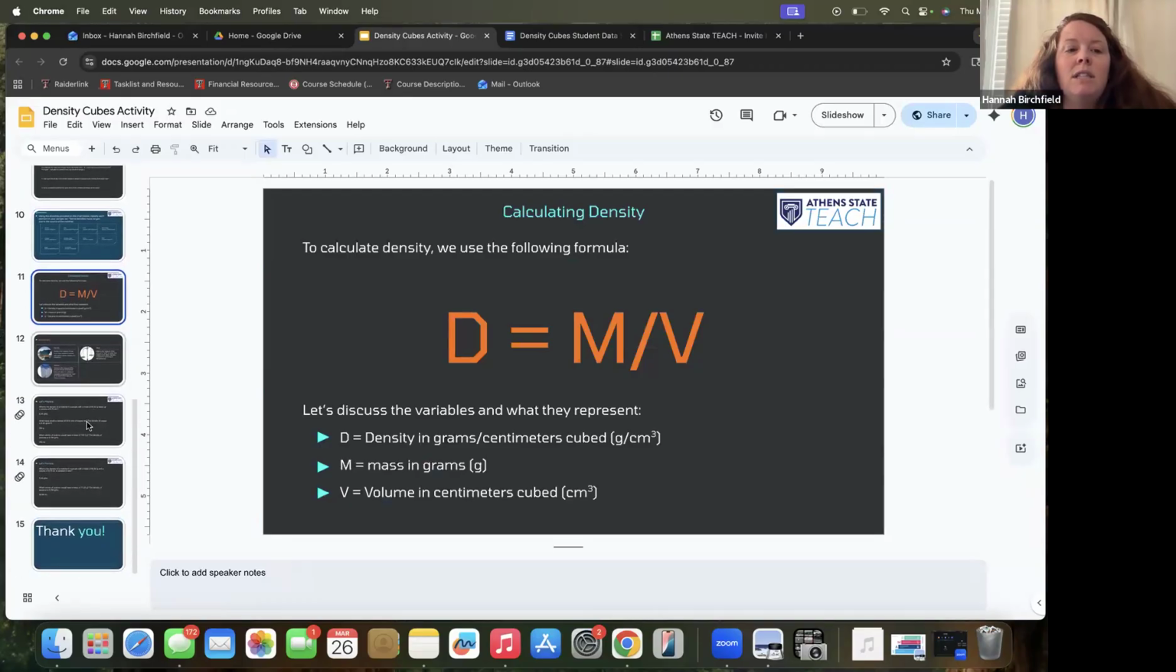The rest of this is more of the explain phase. This is where you're actually talking about the relationship, how we use the formula. So it says, to calculate density, we use the formula density equals mass divided by volume. You would discuss what the variables mean. So this is on here.